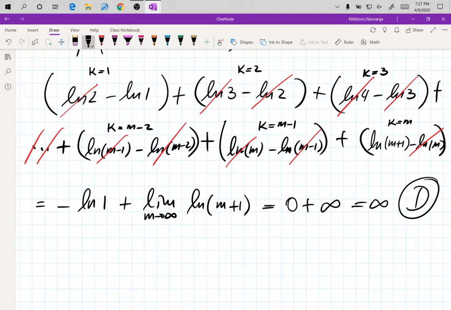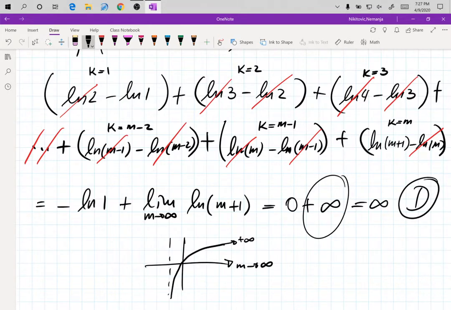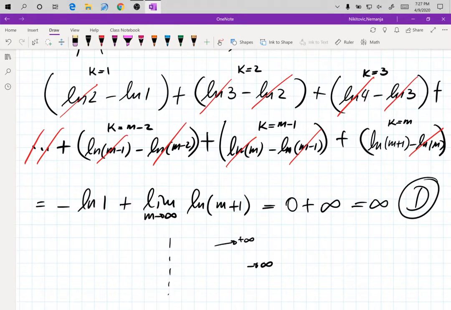What is ln of m plus 1? Well, that's just ln m shifted 1 unit to the left. So your graph looks like your vertical asymptote, right? And it looks like this. So as your m goes to infinity, this one climbs up to positive infinity forever. So that's why the answer is positive infinity here. 0 plus infinity is infinity, therefore diverges.